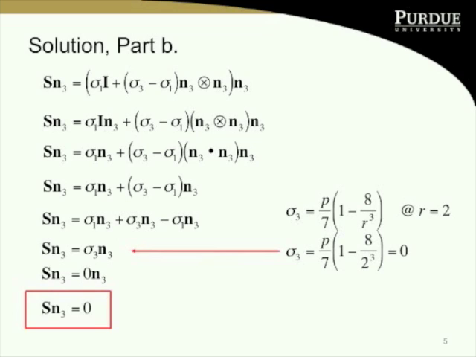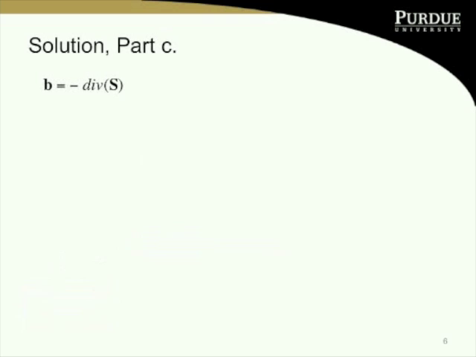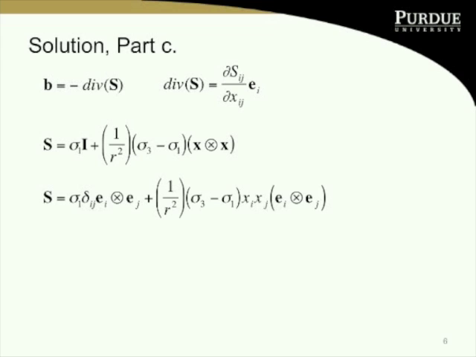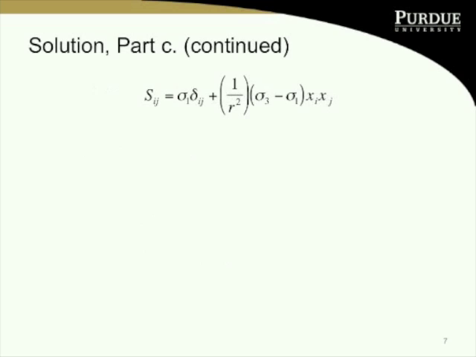Part C, we're asked to find the body force B that must be present to maintain equilibrium, which we know must be the negative divergence of S because of that equation, which is expressed this way, which is just the partial derivative of each term in S. So here's S. We're going to get it into the correct vector format using x's instead of the e's and the n's. Here we are. This is the equation for Sij in vector format.